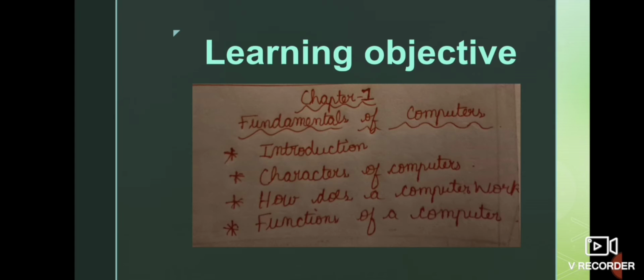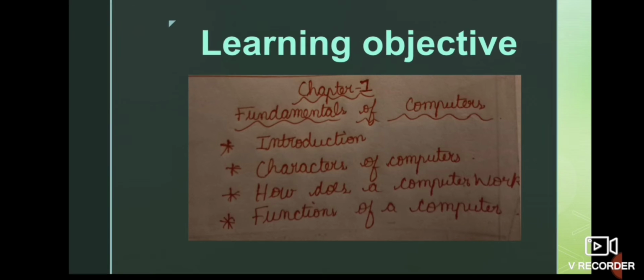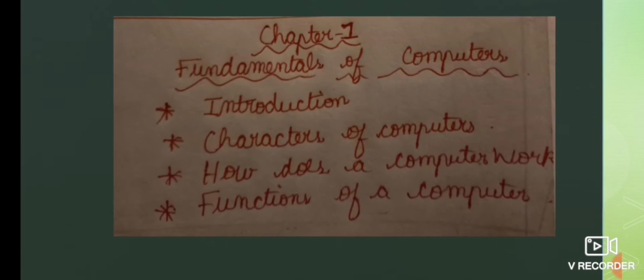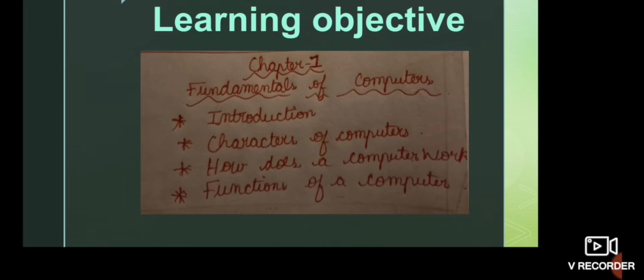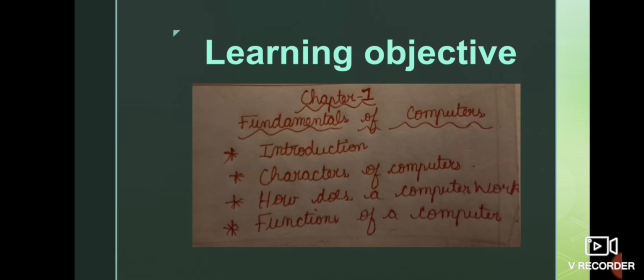The main learning objectives of chapter 1: you are going to know what a computer is, what the characteristics of computers are, how a computer works, and the functions of a computer. So today these are the 4 topics that you are going to learn. And apart from this, you're going to know about input devices, output devices, hardware, and software in the next classes. So these are the things you're going to learn from this chapter 1.